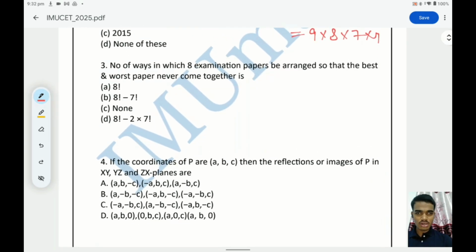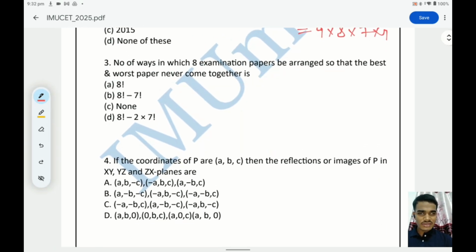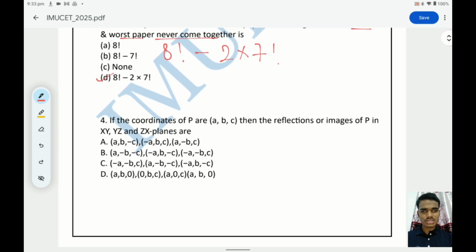Let's go for the third question. Number of ways in which 8 examination papers can be arranged so that the best and worst papers never come together. Never come together means we first find the total arrangements, which is 8 factorial. Then best and worst together will be 2 into 7 factorial. Since we have to find never together, we subtract it. So we get option D. That's it.